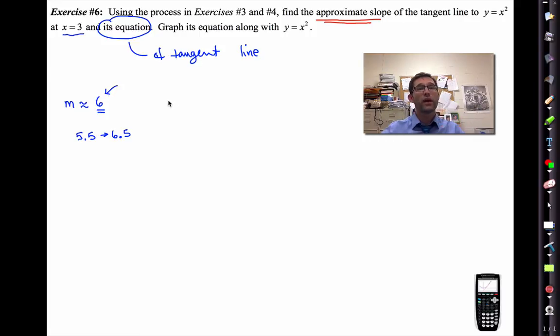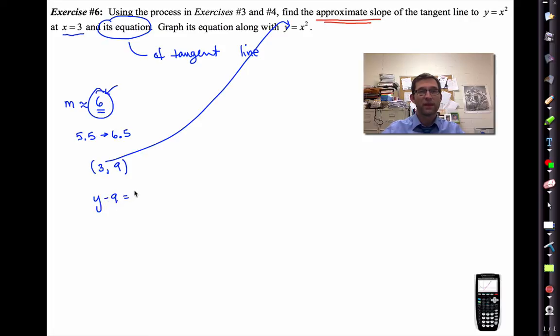Now, I need to write the equation of the tangent line. I have a slope, 6. I need a point. Well, I know the x-coordinate's 3. And of course, the function itself gives me the y-coordinate, which is 9. So now I have the equation y minus 9 equals 6 times x minus 3. Again, getting ready to just graph it, I'd have 6 times x minus 3 plus 9. That would be, in theory, the equation of my tangent line.